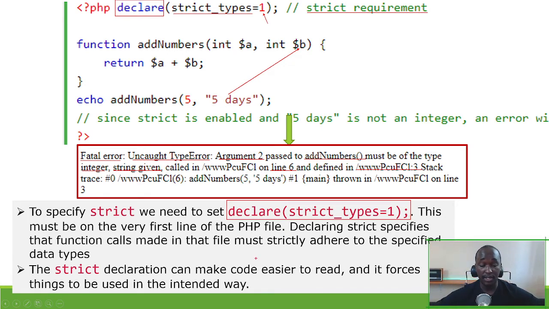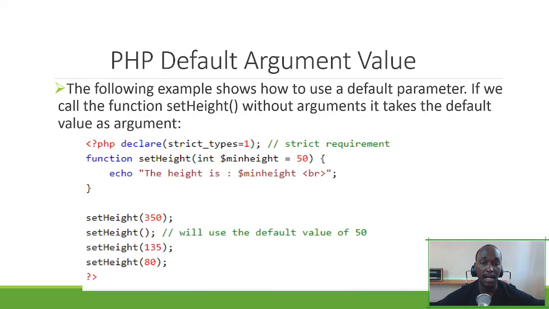Now, strict declaration can make code easier to read, and it forces things to be used in the intended way. So that's the advantage. Many people who accuse PHP of being a lousy and a bogus language, one of the things they were accusing PHP of was actually this one, the fact that it's loosely typed, and therefore it can bring unexpected errors which are very hard to troubleshoot. But from PHP 7, you can declare the strict type.